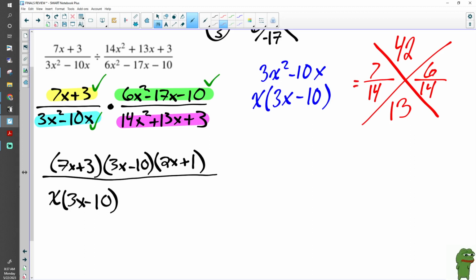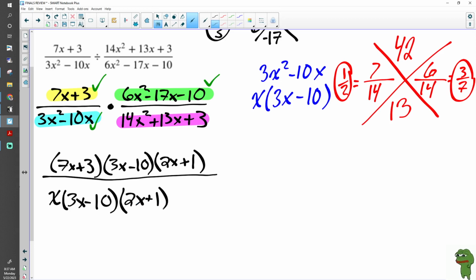Again, we want to make our fractions as simplified as possible. 7 over 14, you type it in. Click math, enter, enter. You should get 1/2. 6 over 14, you type in. Click math, enter, enter. You should get 3 over 7. Writing those two as factors. Remember, the bottom number goes in front of the x. So 1/2 becomes 2x plus 1. 3/7, bottom number in front, 7x plus 3.